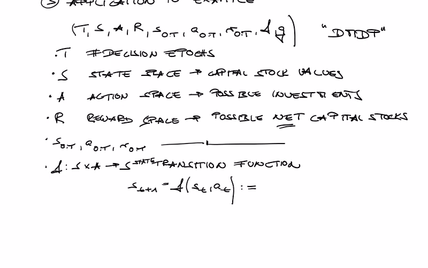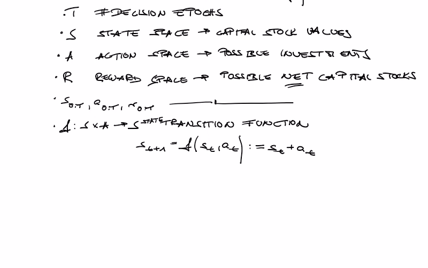This was given by s_t plus a_t. That was the idea that the company has a given stock, it can make an investment, and this leads to a capital stock of the capital stock at time t plus the investment at the next time point or decision epoch. And G was the reward function, which for each time point yields a reward, or in this case a net capital stock.